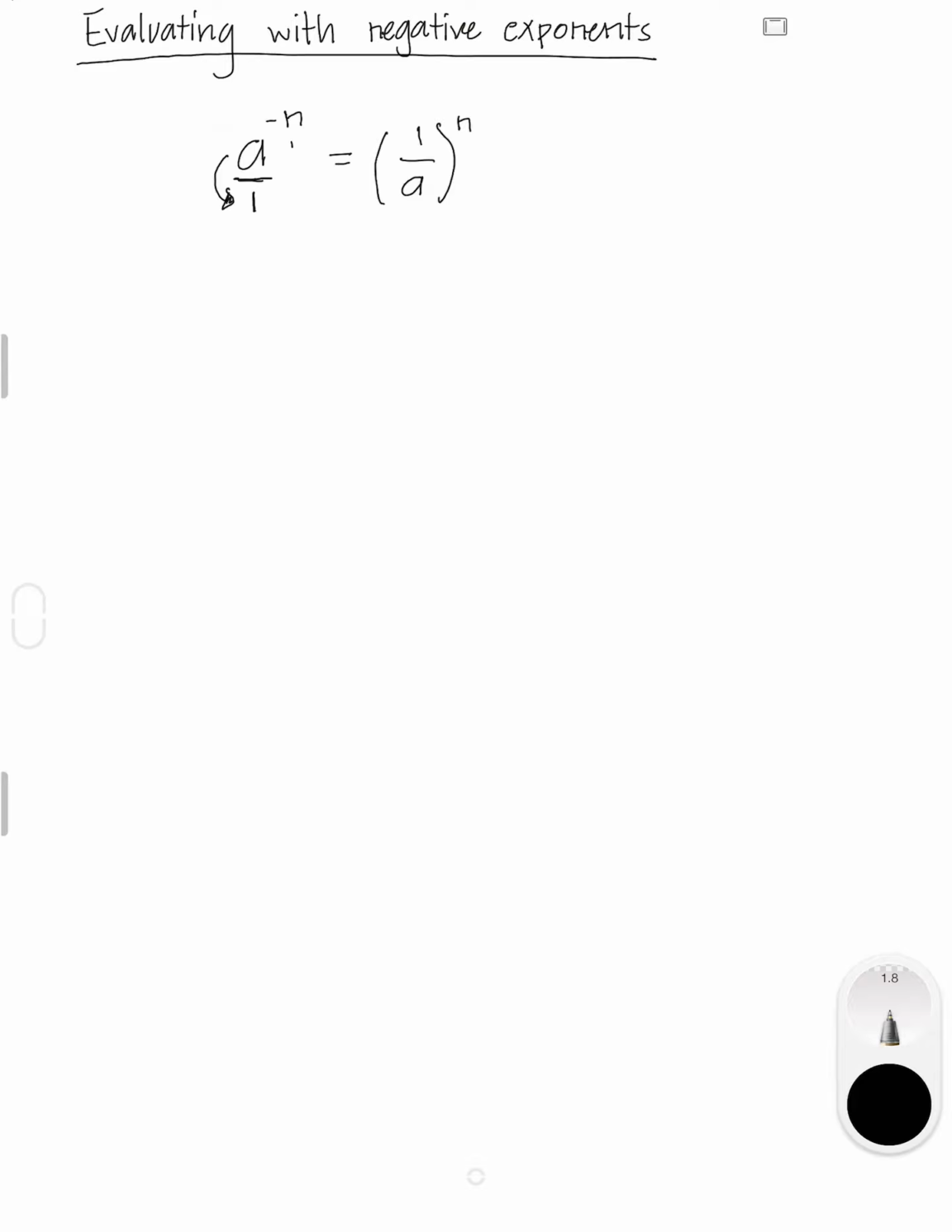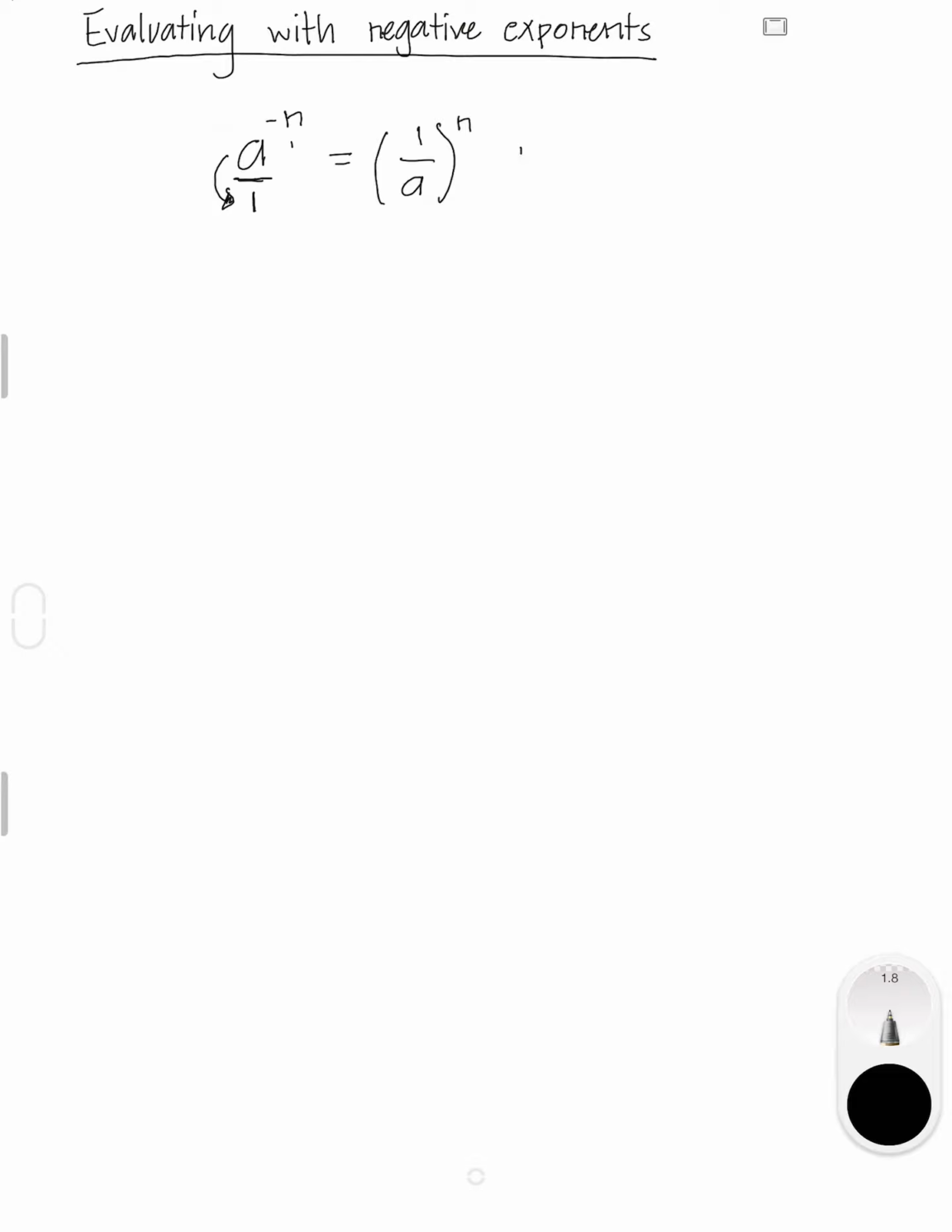Notice how the exponent was not brought down with the a, it just stayed there, but now everything is in parentheses, and then we'll have a 1 left in the numerator because we still need to have something left in the fraction, on the top part of the fraction.